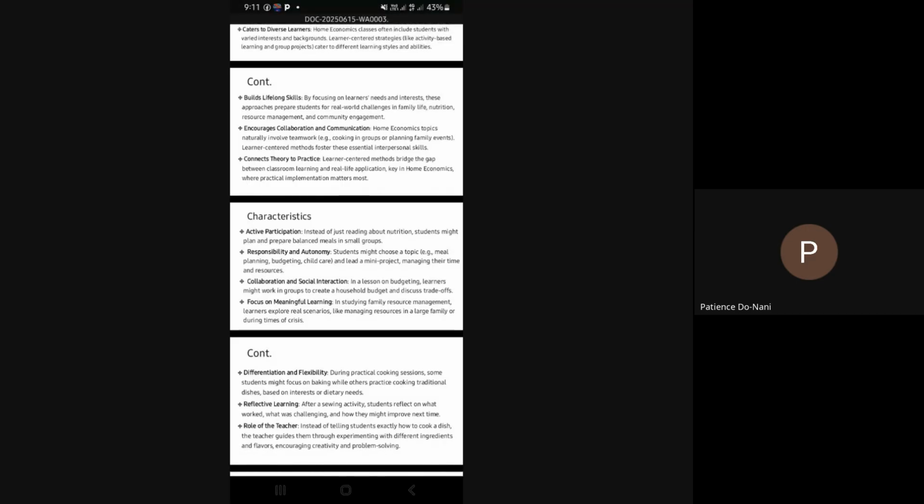And then there's responsibility and autonomy. Students might choose a topic and then lead a mini project, managing their time and their resources. Students feel like they are responsible to do whatever they've been assigned to do. So if it's a hands-on activity, they are probably working in teams, so they share the responsibility amongst themselves, and they feel that, oh, if this is my responsibility, I have to do it. This is the part that I'm creating. I'm contributing for the group to work for success.